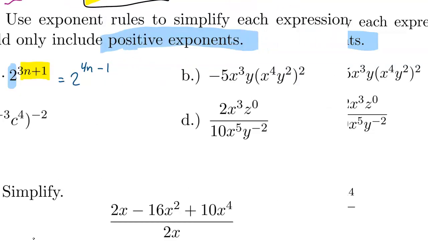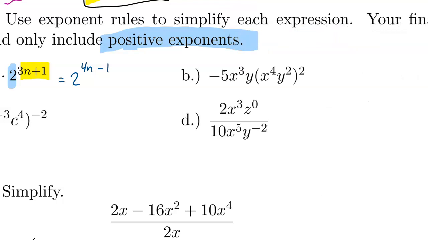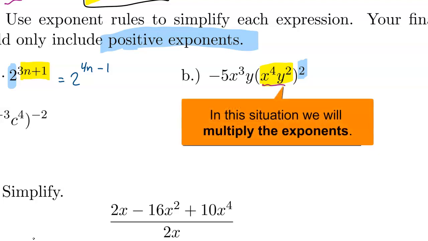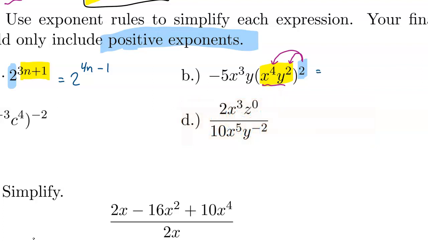Now in part B we have something a little different going on. I have an expression in the parentheses here that is being raised to a power, but that expression involves exponents already, x to the 4th and y squared. So I can do two things. I can distribute this exponent to the two factors inside the expression, but when I do that, I'm going to multiply the exponents together. So this becomes negative 5 x cubed times y. Let me just repeat that. And then x to the 8th power times y to the 4th.